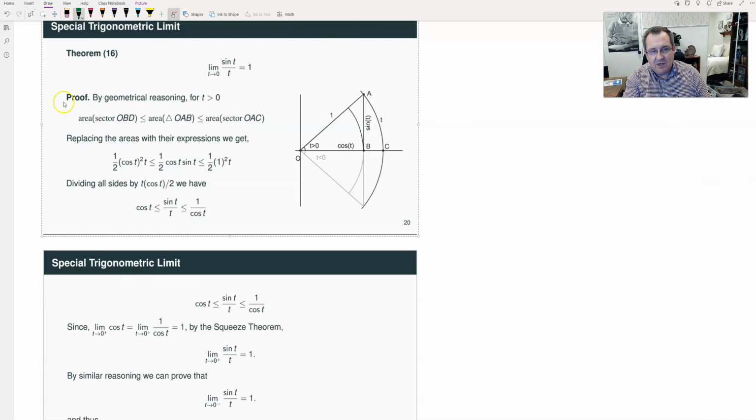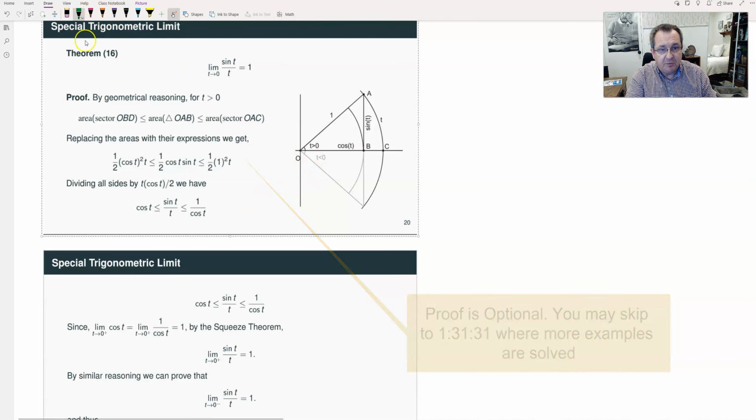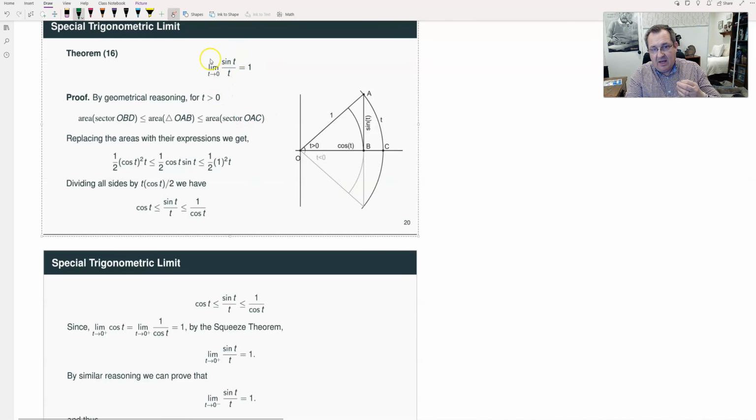What we are going to do next, we will prove that limit. The proof itself is optional, so if you would like, you can skip that portion and jump to the place where we start working out specific trigonometric limits. In the meantime, let us start with the proof. As we said before, we will try to use squeeze theorem, and squeeze theorem needs a clever inequality.